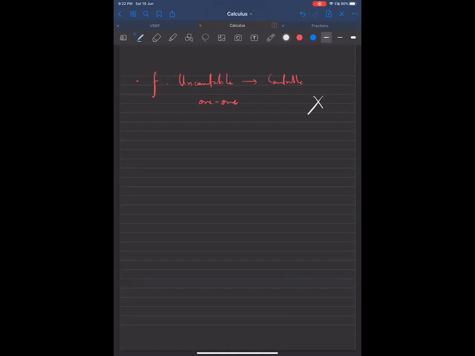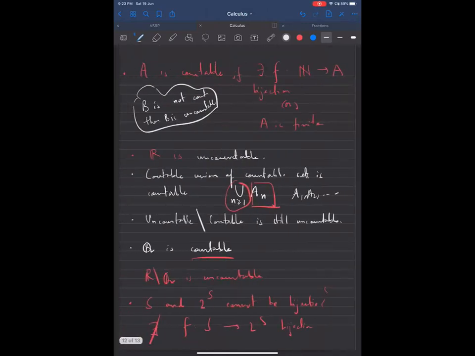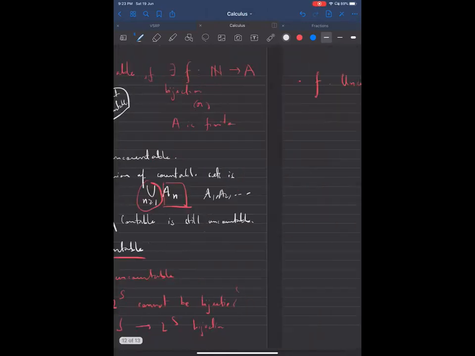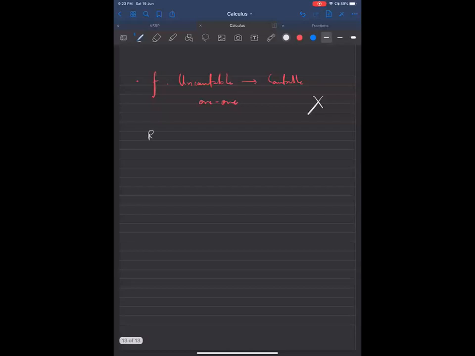So it's basically very easy, okay? So just take the range of the function. We need another thing here, that a subset of a countable set is countable. So just take the range of f. That is a subset of a countable set, right? So it is countable itself.